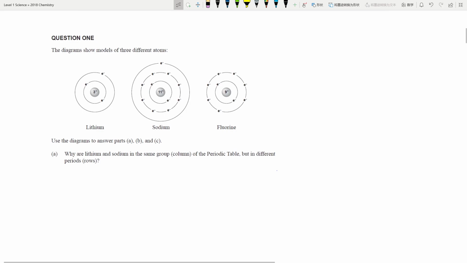The diagram shows models of 3 different atoms. We have lithium, sodium, and fluorine. Use the diagram to answer parts A, B, and C. So why are lithium and sodium in the same group in the periodic table but in different rows?